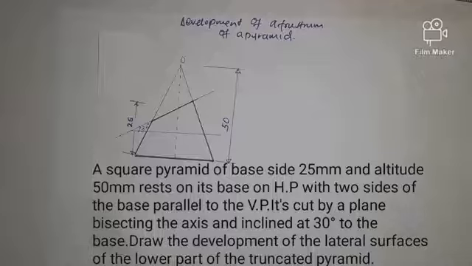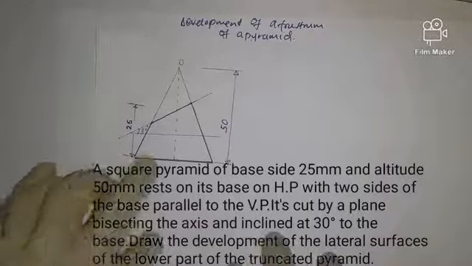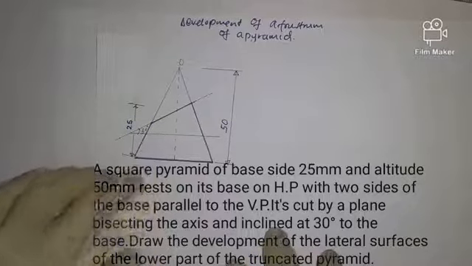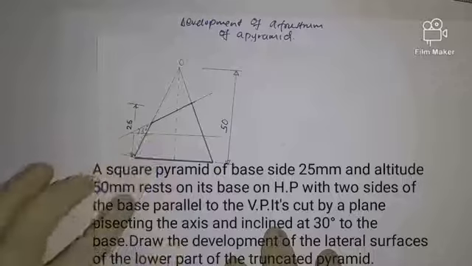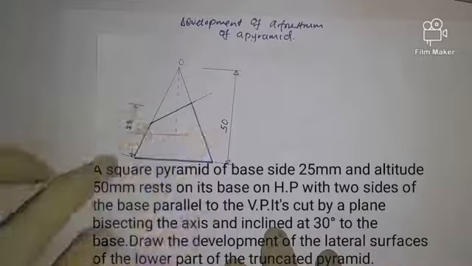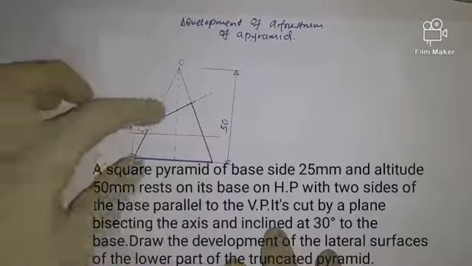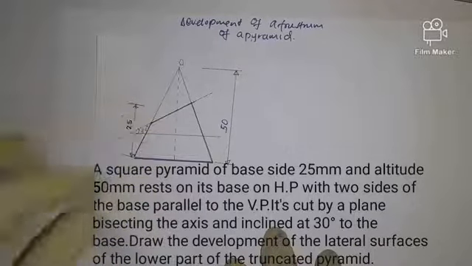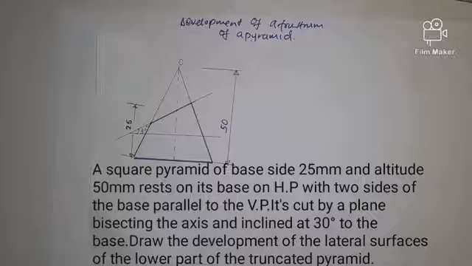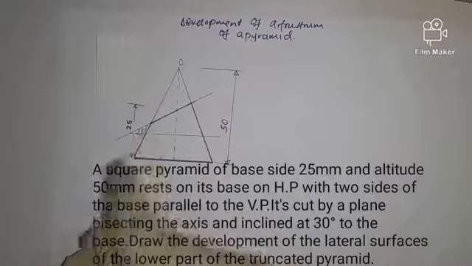Actually, we just want to draw the development of a frustum. So in this case, our plan becomes a square. As you can see, this is an illustration of what we need to have according to what the question reads. The altitude is 50 and the base side is 25, the axis. A point where the cutting plane meets the axis. The cutting plane itself is 30 degrees inclined to the horizontal.